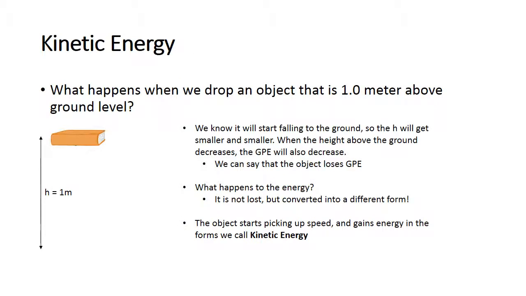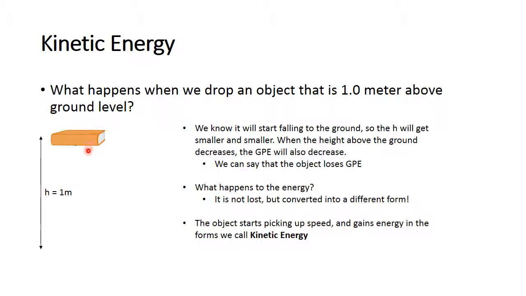Now let's talk about kinetic energy. If you have an object that is 1 meter above the ground, we know it's going to have some gravitational potential energy. Now let's say we let go of this book, we let go of the object, we know it's going to start falling down. And as it's falling down, it's going to start picking up speed, right?